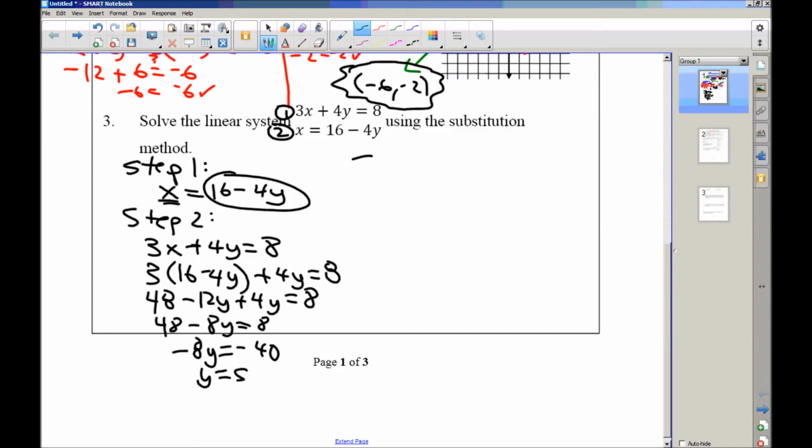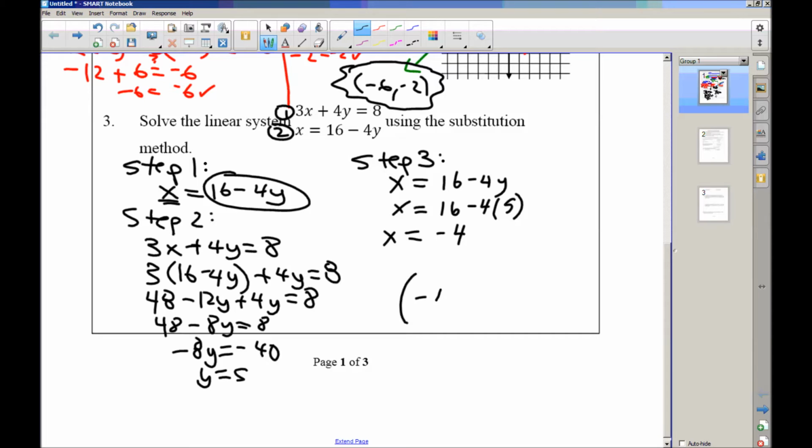And then in our final step, we plug that y back into either equation. It doesn't matter. So I'm going to plug it into equation 2. So in place of y, I'm going to put 5. And that gives me for x 16 minus 20, which is negative 4. So my final answer is going to be negative 4, 5.